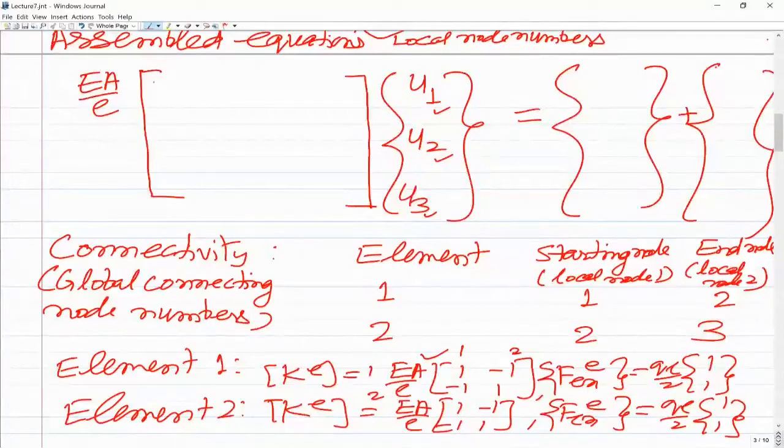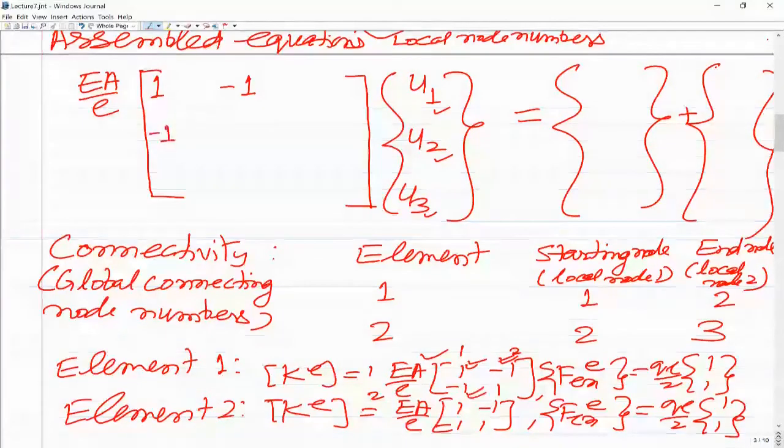So I will write here the first row and first column, with EA by L already taken common. This first row and first column will go to the first row and first column of the global system. Then the first row and second column will go to the first row and second column of the global system. Then the second row, first column will go to the second row and first column, and the second row, second column will go to the second row and second column. So this is the global system.